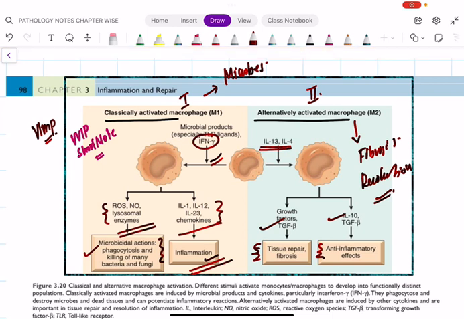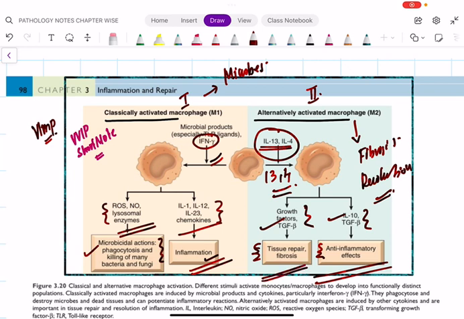Whereas alternatively activated macrophages are activated by a group of interleukins called interleukin 13 and 4. You should not forget this interleukin 13 and interleukin 4. These are the two molecules responsible for alternate activation of macrophages, which produce growth factors, interleukin 10 and TGF beta. What are they going to do? They stop the inflammation, that is the anti-inflammatory effect, and they also produce tissue repair and fibrosis.